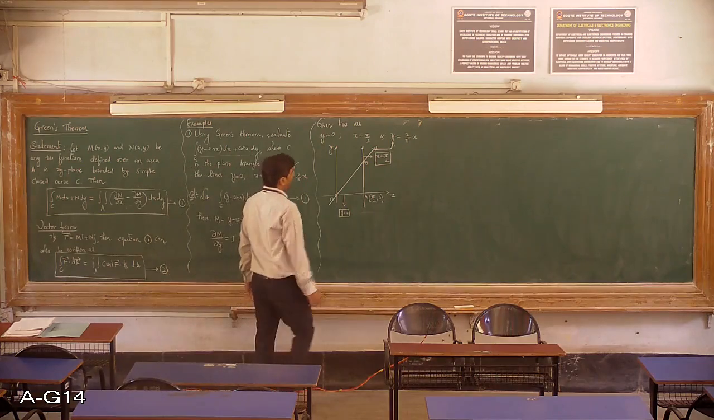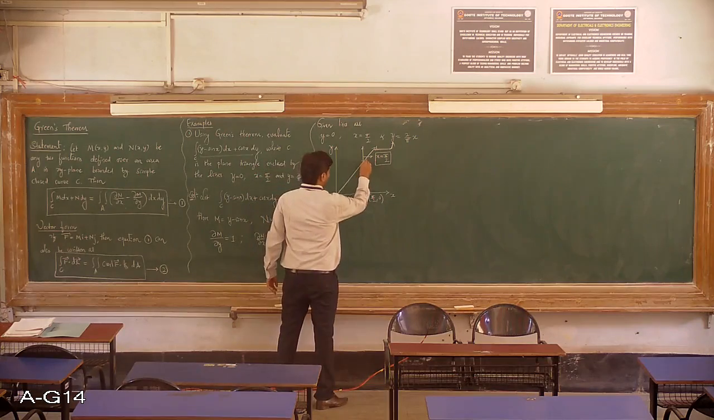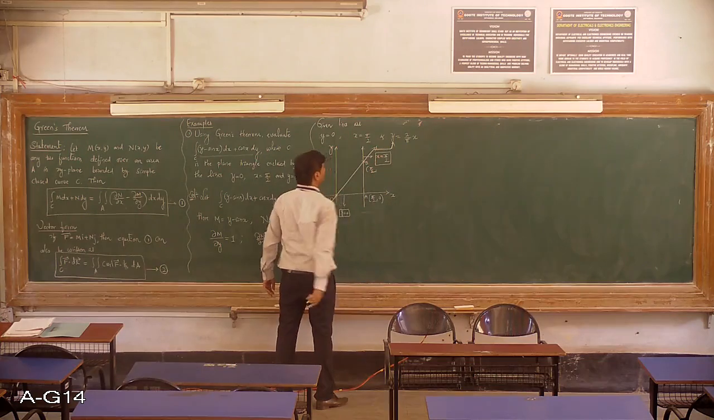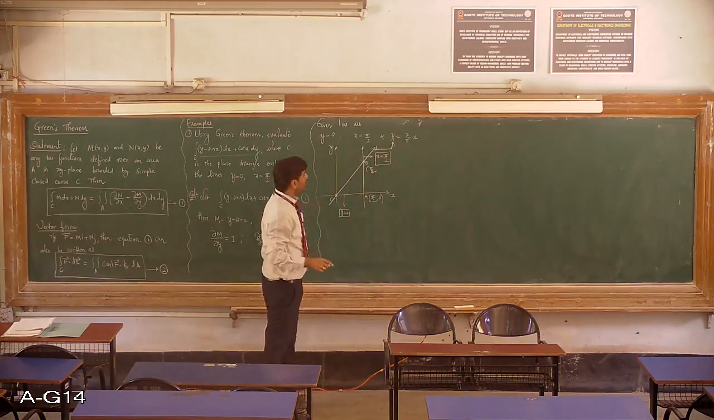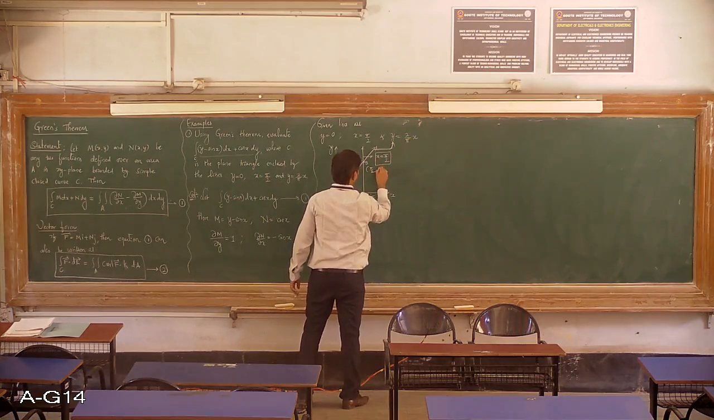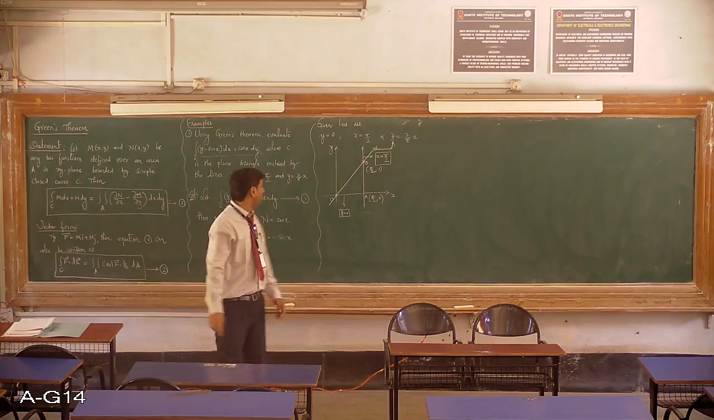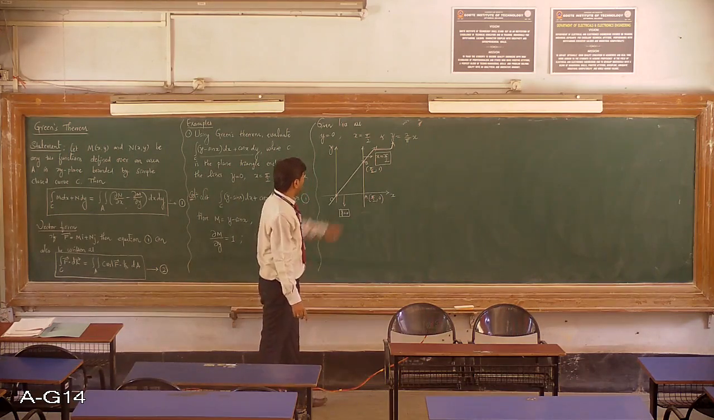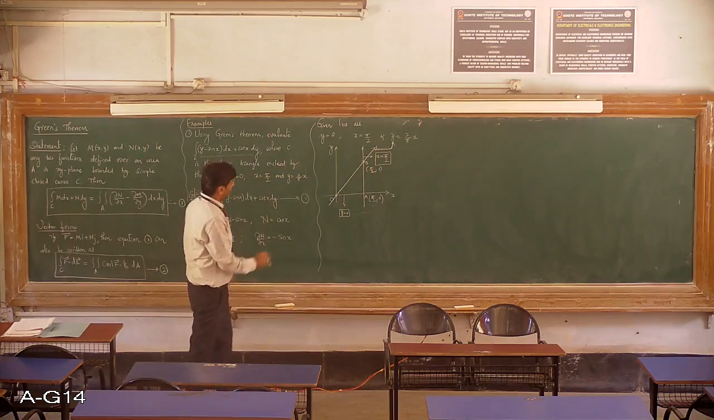Similarly, what are the coordinates of this B? One can very easily understand that the x coordinate is pi by 2 only, but what is the y coordinate? Put pi by 2 here: 2 by pi into pi by 2. Pi gets cancelled, 2 gets cancelled. What you will get is 1. So B, the intersection of x equals pi by 2 and y equals 2 by pi into x, is pi by 2 comma 1.